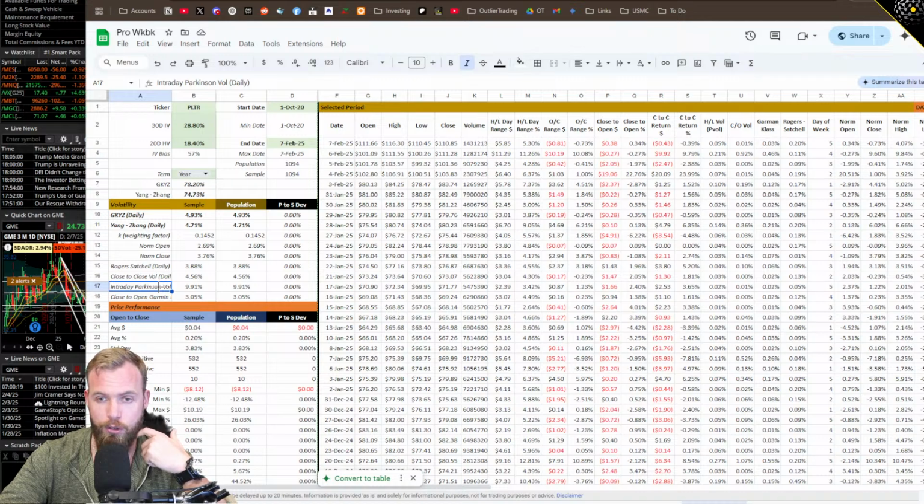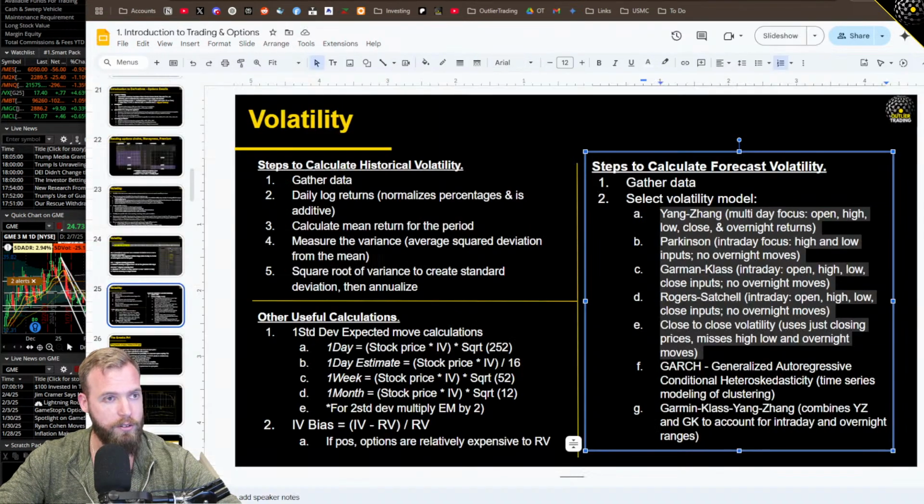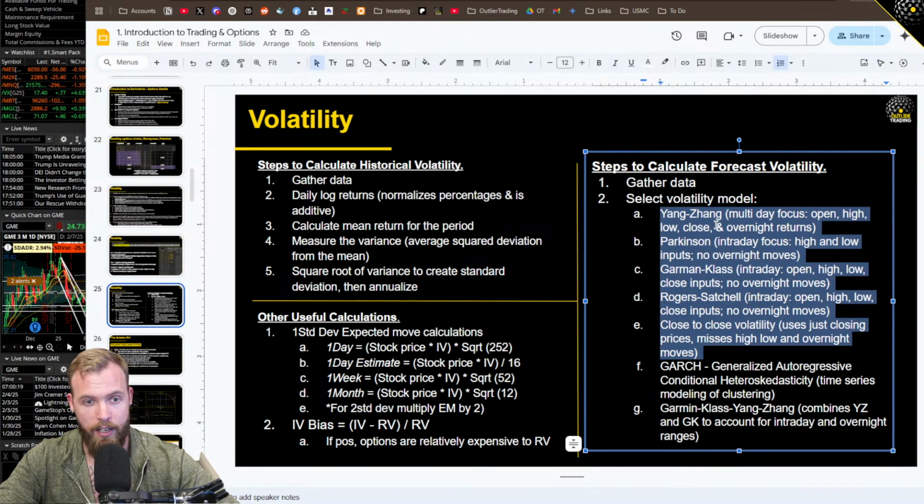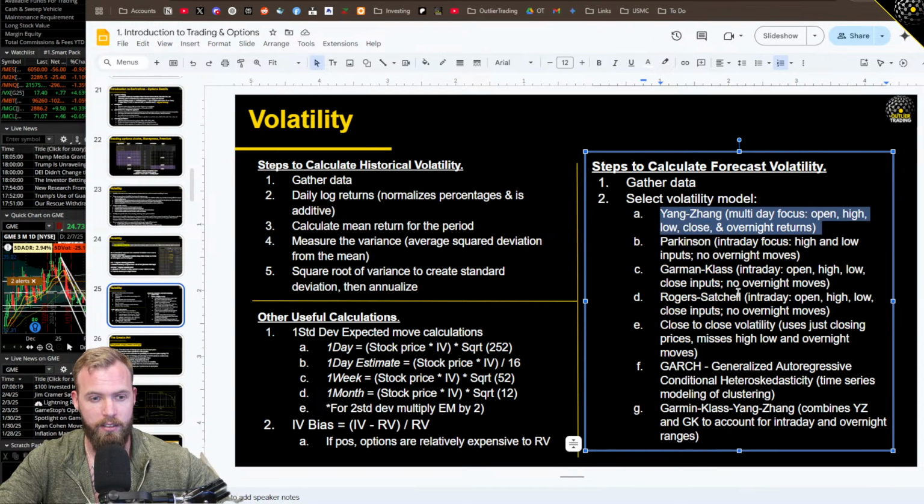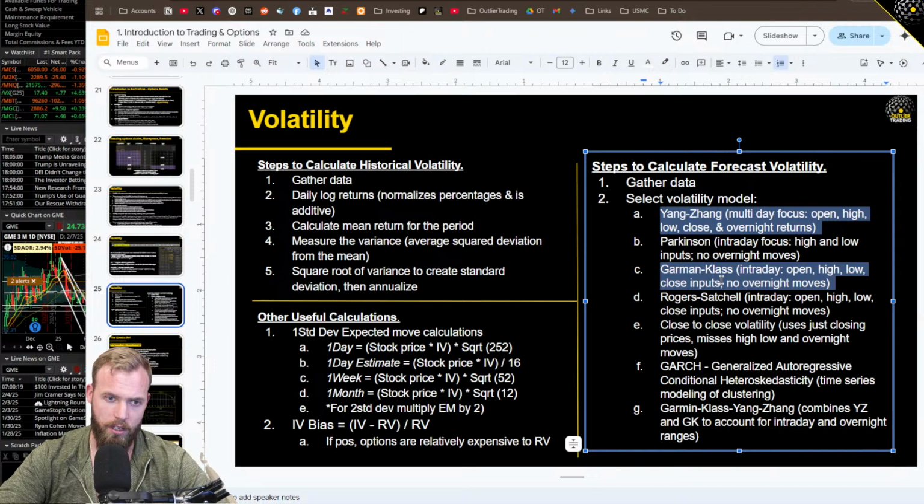So the different names are essentially just different approaches. It's the mathematicians who came up with the approach. That's why it's named after them. So one of the reasons why, and I gave you kind of like a Cliff Notes version of that in here. So you can see Parkinson's is high-low. It doesn't have any overnight moves included in the calculation. Garman-Klass uses open, high-low, close, no overnight moves. Yang Zhang essentially uses open, high-low, close, includes overnight returns. And then we can combine this and this into GKYZ.